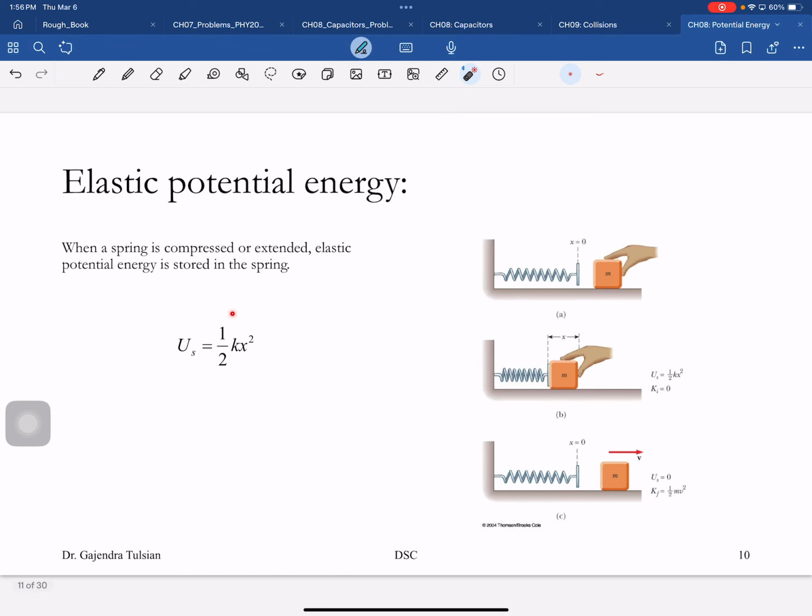So the spring potential energy is 1/2 kx squared. What does this expression say? The stiffer the spring, for a given amount of stretch, you're storing more energy. You stretch a spring, and the stiffer the spring, the more energy you store. We learned this last time. We sort of mentioned this last time.